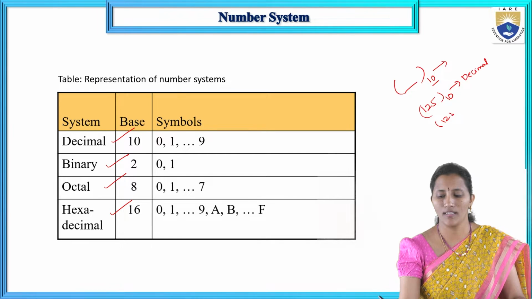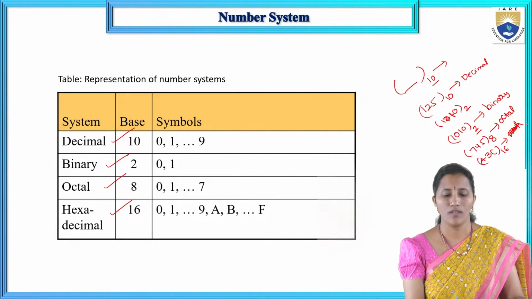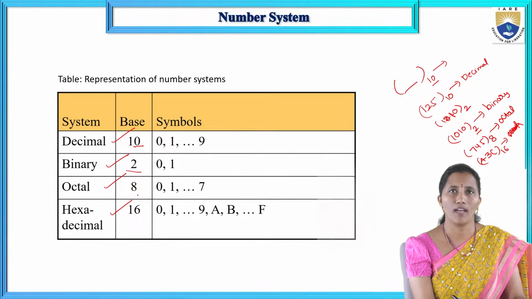If the radix is 2, like 1010 base 2, then that is the binary number system. If the radix is 8, then that number system is the octal number system. If the radix is 16, then that number belongs to the hexadecimal number system. So in the decimal number system, the base is 10. For binary, the base is 2. For octal, the base is 8. And for hexadecimal, the base is 16.